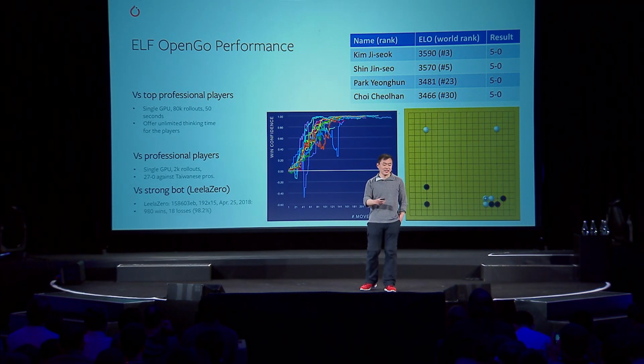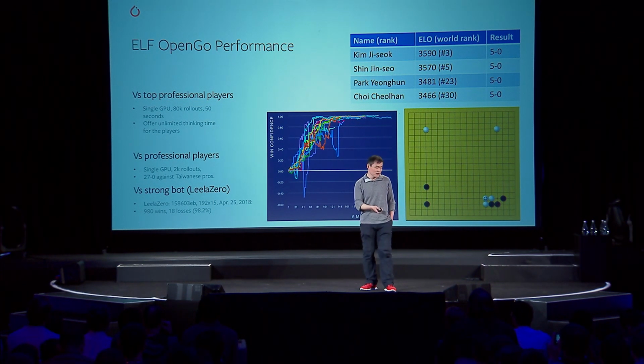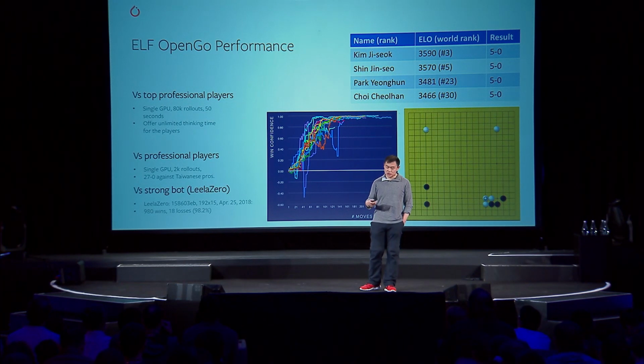We also compare against another strong bot, which is called Leela Zero. This is a re-implementation of AlphaGo Zero, but using crowdsourced computational resources. They have trained it for half a year. By the time we compared with them, we got 980 wins and 18 losses. So the win rate is 98.2%. It's much stronger than the existing bot, and it's also trained without human knowledge.